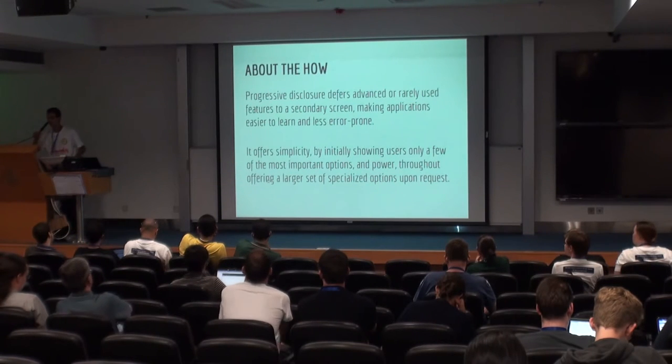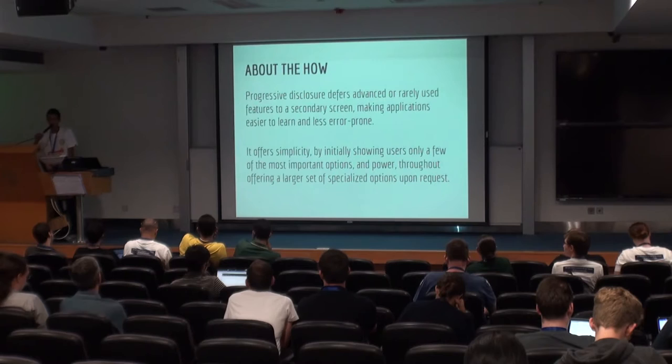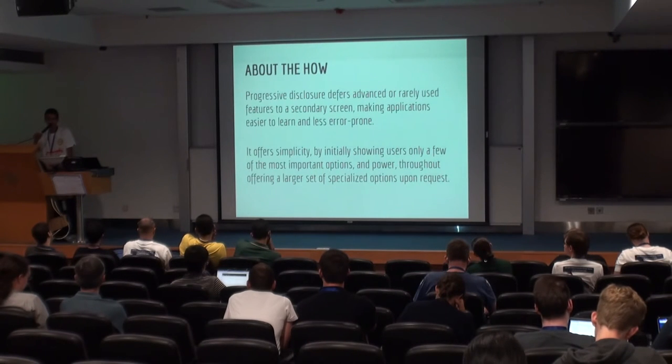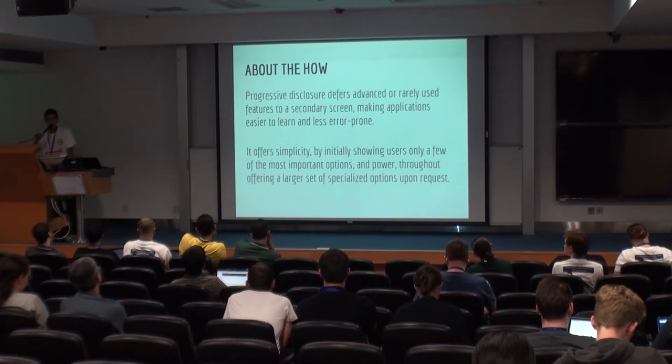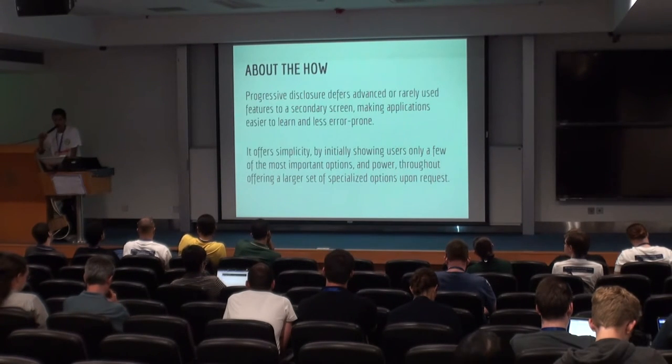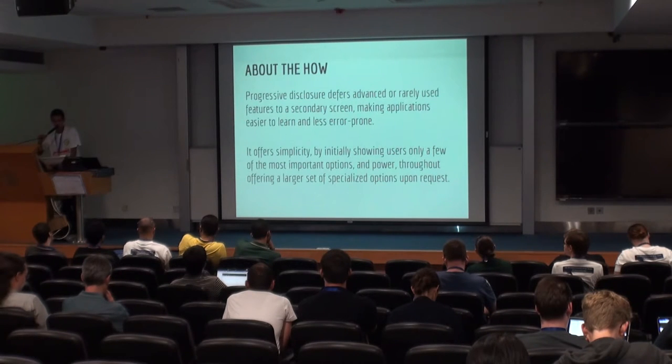So I'm just going to talk about the final detail here, which is progressive disclosure. Progressive disclosure is a concept used in software programming, and it simply means that it defers advanced, rarely used features to a secondary screen, making applications easier to learn and less error-prone. It offers simplicity by initially showing users only a few of the most important options, and power through offering a larger set of specialized options upon request.